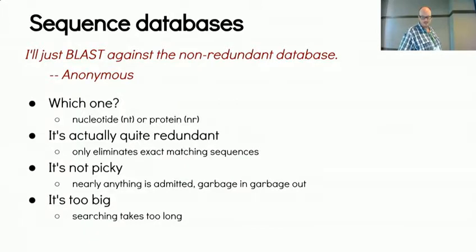I guess this slide's to talk about what a lot of people do. So the non-redundant database is kind of a database of all the proteins that are in GenBank. So a lot of people think, oh, that's got everything in it. Why don't I just search all my sequences against it, right? And that's the best thing I could do. The problem is everything's in there, and everything means all the junk and all the rubbish that people incorrectly annotated. So yeah, it's not very picky. If you put garbage into your annotation pipeline, what you get out is going to have garbage in it. And also it's big, so it's going to take ages to search.